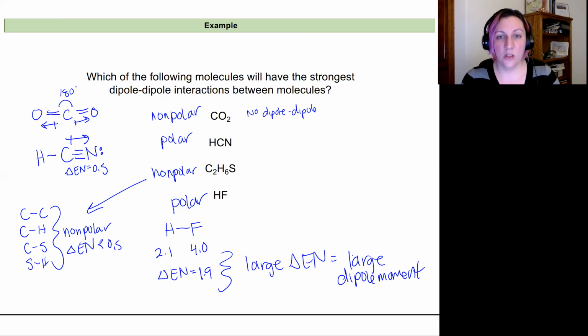So we only have two molecules that are polar. Let's just look for the strongest one first. One has an electronegativity difference of 1.9 and the other has 0.5. And so hydrogen fluoride has a larger dipole moment, and so this is going to be our strongest of the dipole-dipole interactions. Now we have two nonpolar molecules, and so we then only have one other one with a dipole moment, or a dipole-dipole interaction that can exist between molecules. And so our weakest one will be the HCN.